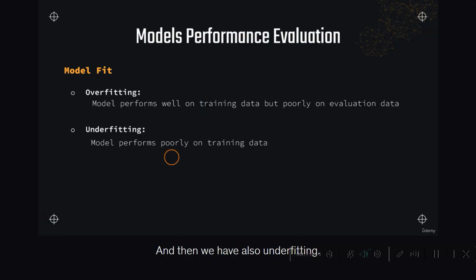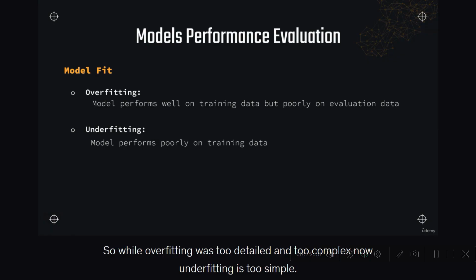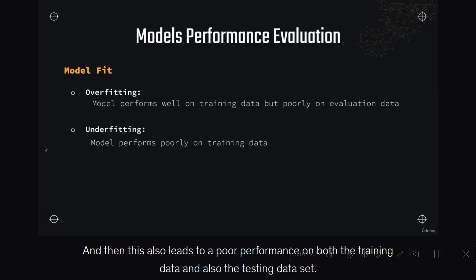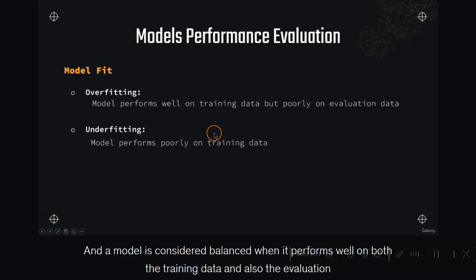And then we also have underfitting. This occurs when a model is now too simple. While overfitting was too detailed and too complex, underfitting is too simple. So it doesn't really capture all of the underlying patterns in the data, and this leads to a poor performance on both the training data and also the testing data set. And a model is considered balanced when it performs well on both the training data and also the evaluation data.